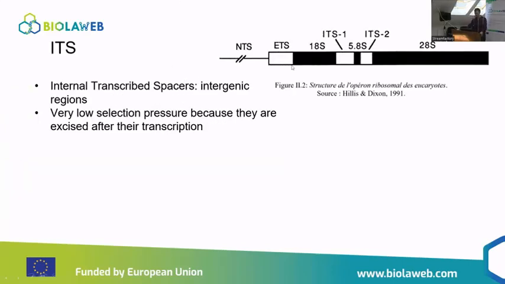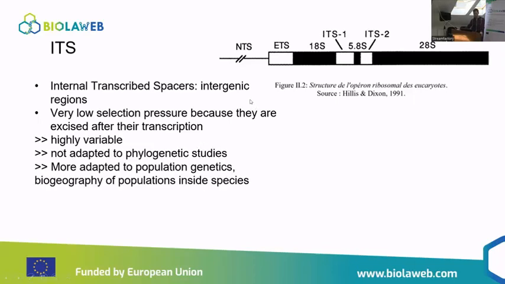ITS. So you remember, this is the operon that Clarisse showed you. We have 18S, 28S, 5.8S, and we have these ITS, which are the internal transcribed spacers, here and here. They have very low selection pressure because they are removed after transcription. So they are very highly variable. So it's a good point, but they are not very adapted to phylogenetic studies.